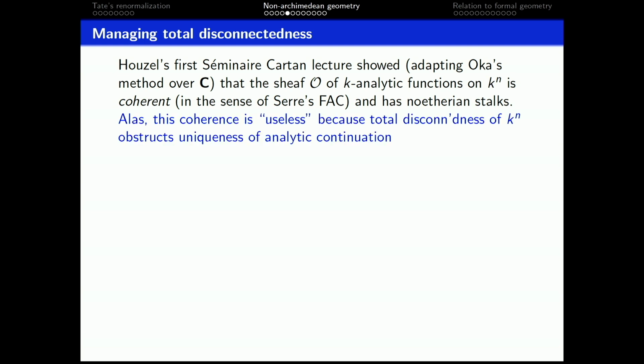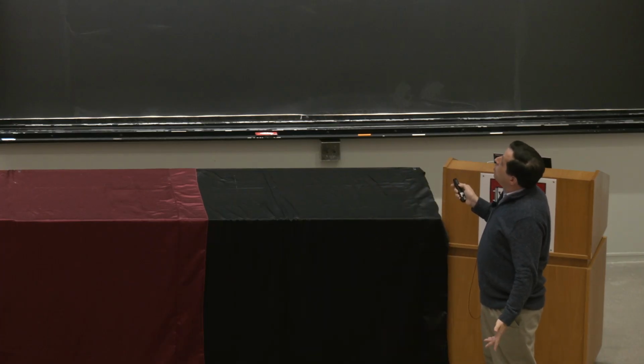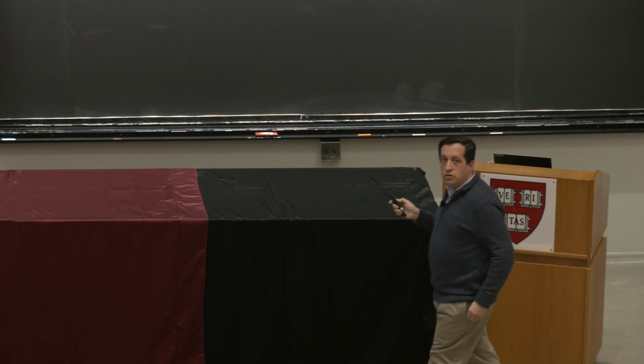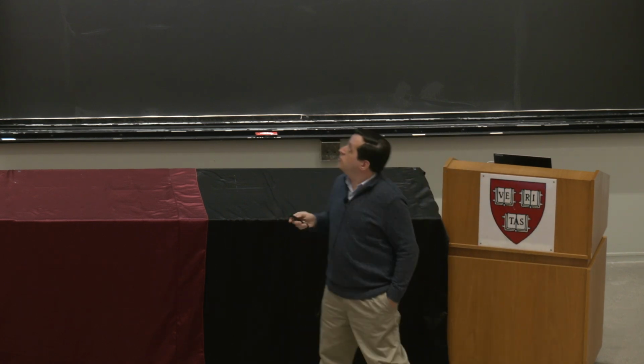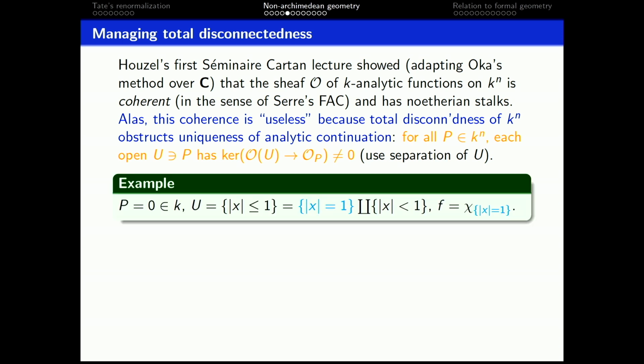And the reason this is not useful is because the underlying spaces on which you're working are totally disconnected, so there's no good notion of unique analytic continuation, so you can't really do much with it. More specifically, no matter what point you pick, in any open set around it, there are always going to be plenty of non-zero functions which have vanishing stalk at the point, simply by using a separation. Like the origin: take the closed disk, you break it into 2 pieces. This characteristic function vanishes at the origin, but it's not identically 0. And yet you'd like to hope this is somehow connected, but of course it's not connected in the naive sense.